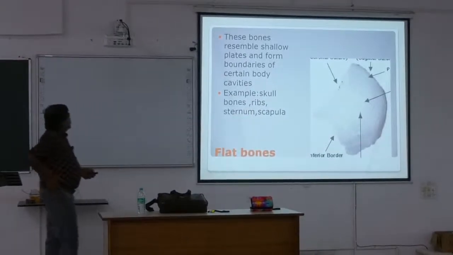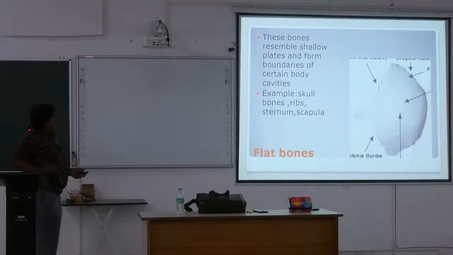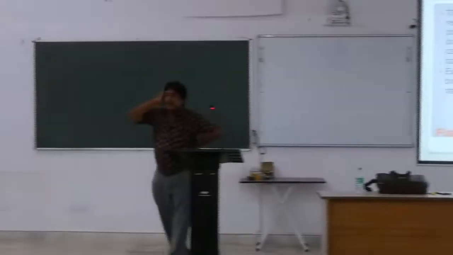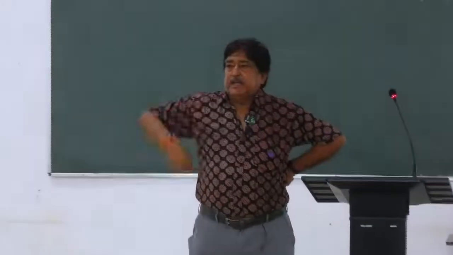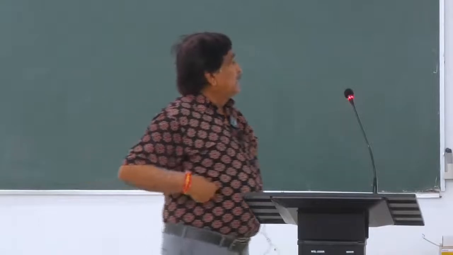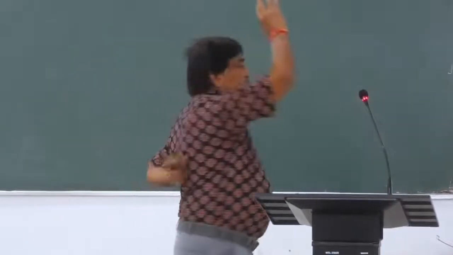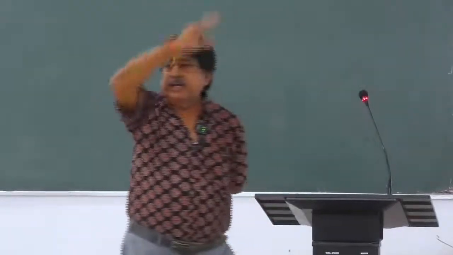Example, skull bones, ribs and sternum, scapula: flat bones. See the skull bone, when you see it, it is flat, the ribs flat, okay, and sternum flat. The scapula, your own scapula, is flat like this, a triangular bone.